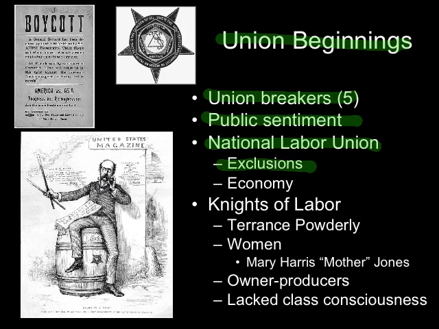Immigrants, in particular Chinese, they don't like. They didn't allow blacks to join. They didn't allow women to join. So if the theory is there's strength in numbers, the National Labor Union kind of screwed themselves here when they cut the number of people that were allowed to join.